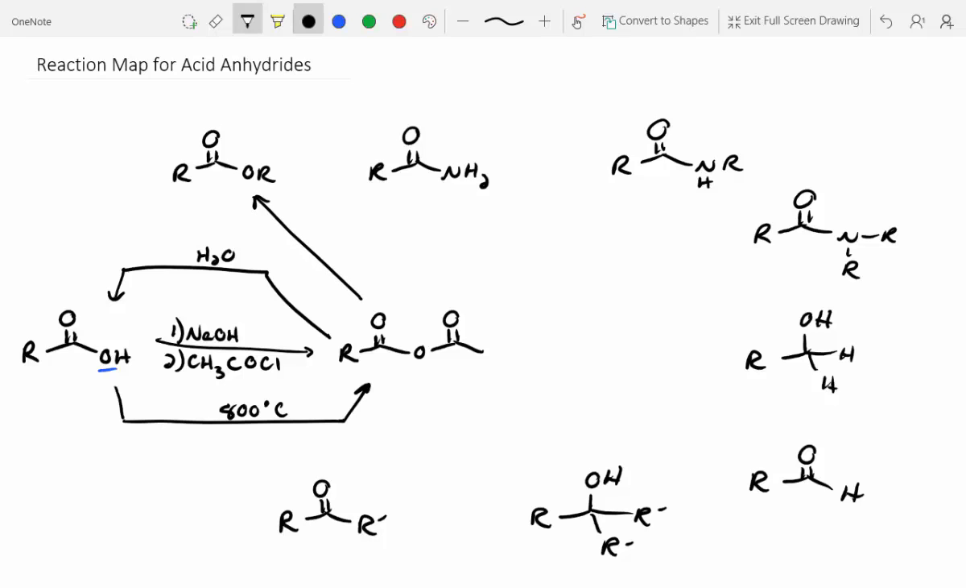Alcohol, right? So we saw yesterday you can throw in alcohol. Normally this is run in pyridine to soak up any of your acid that's formed, but you can convert this to an ester. And then for an amide, what would we need?